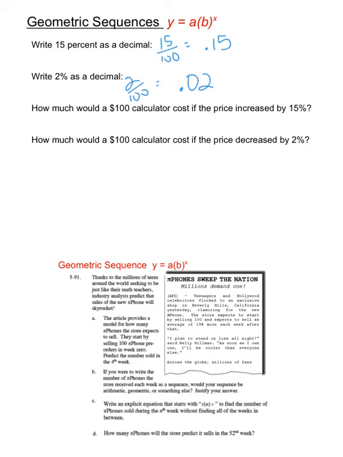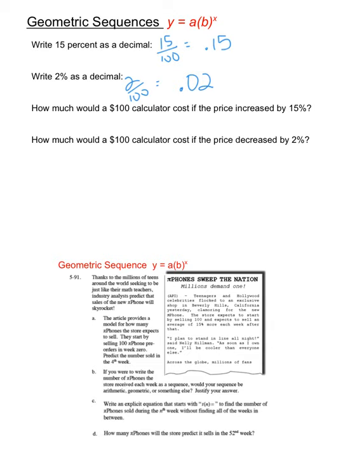How much would a $100 calculator cost if the price increased by 15%? Now this is a little bit of a trick question. The price is going to increase by 15%. So if we multiplied by 15% or multiplied by 0.15, that would only tell us how much money we need to add on. It tells us how much it increased by, but it wouldn't tell us the actual final cost.